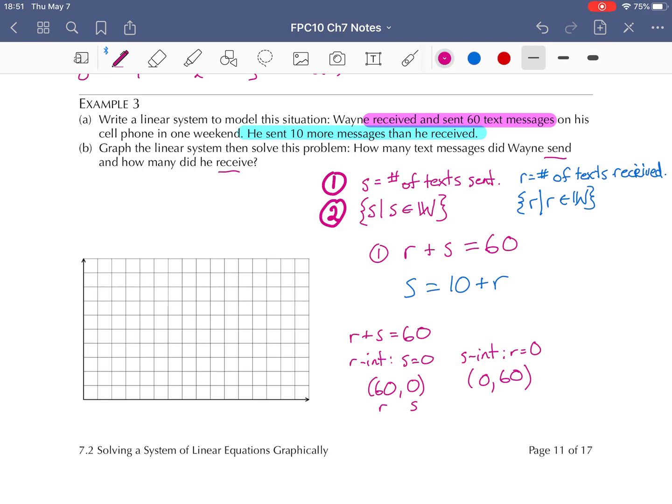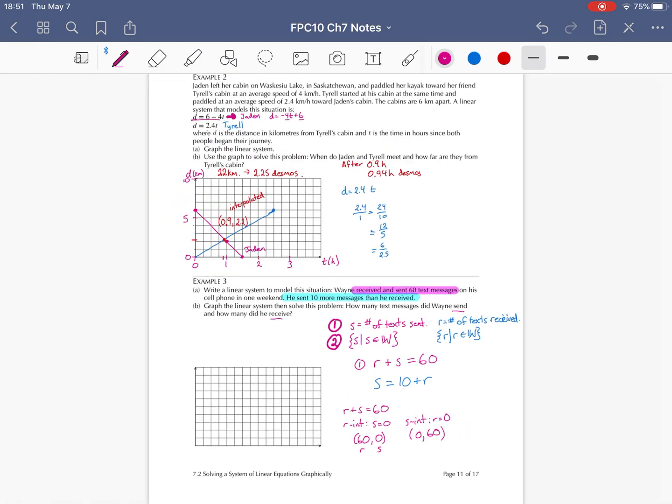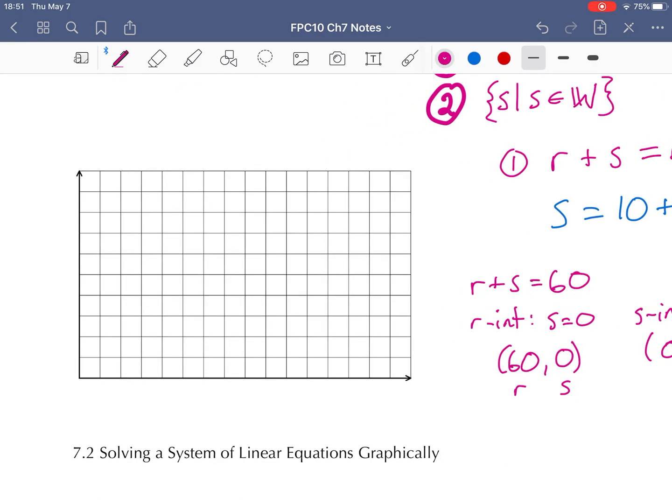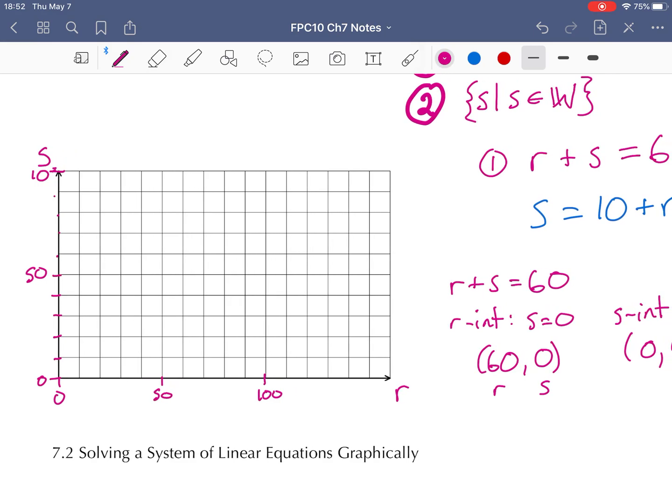Let's take a look at the graph and put stuff on it. Our R-axis is going to be here, received messages, and our sent messages here. We're just going to count by tens: 10, 20, 30, 40, 50, 60, 70, 80, 90, 100. Going the other way, 10, 20, 30, up to 100. So our equation number 1 goes from 60 on the R-axis, 0 right there, up to here. It's a very simple one.